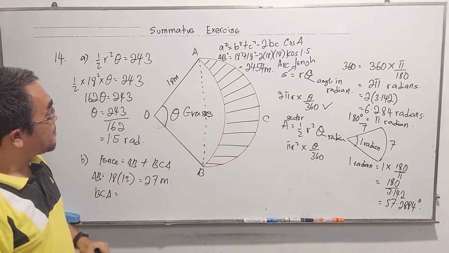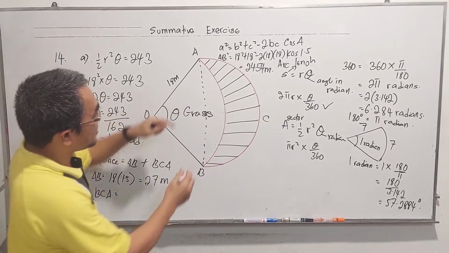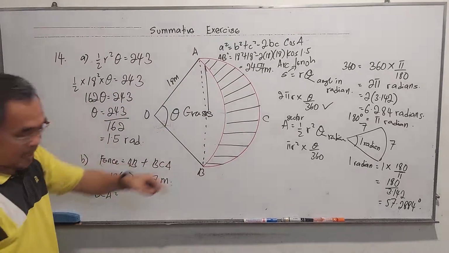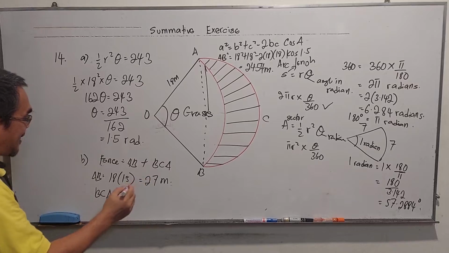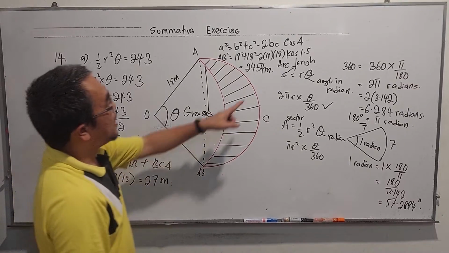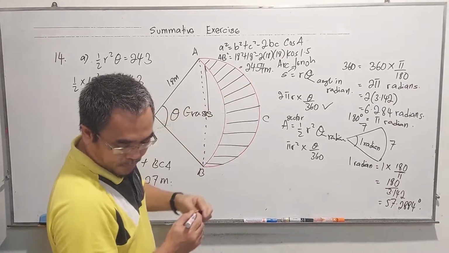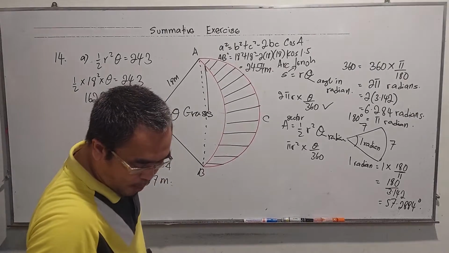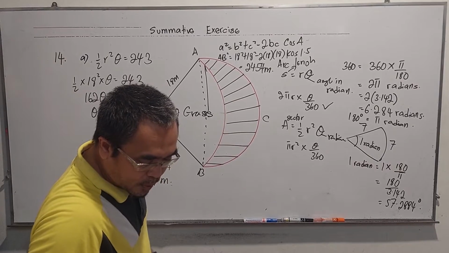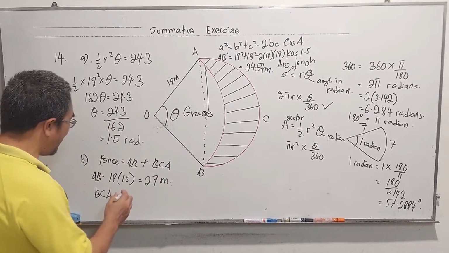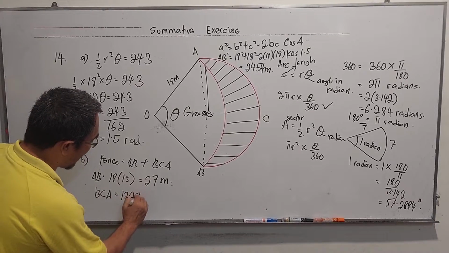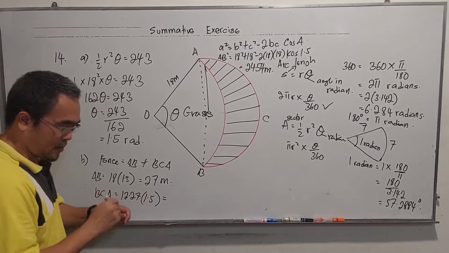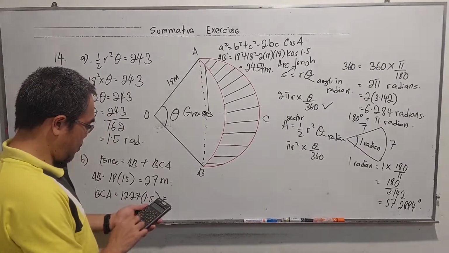So the radius for this one will be half of this length, because we want to know the arc. So S equals R theta. The radius is 24.54 divided by 2, which is 12.27. So 12.27 times 1.5.